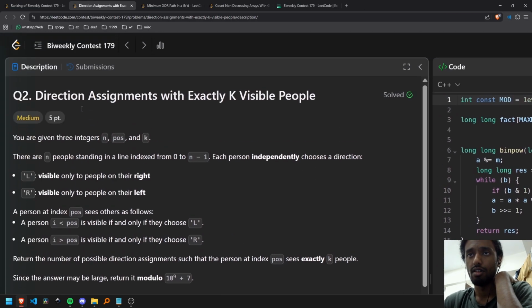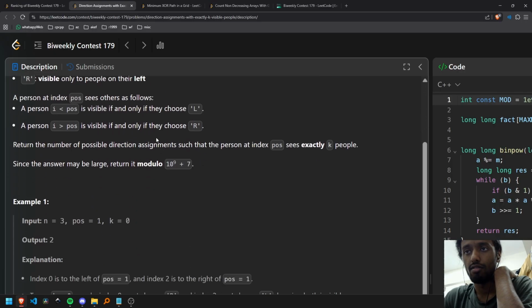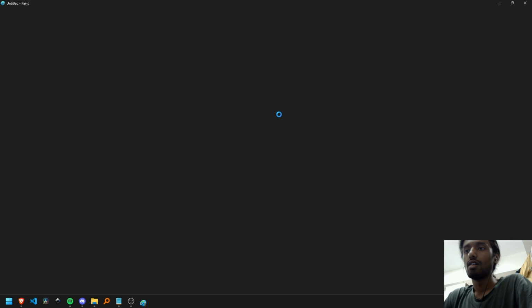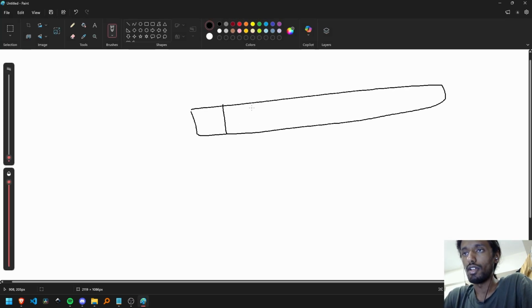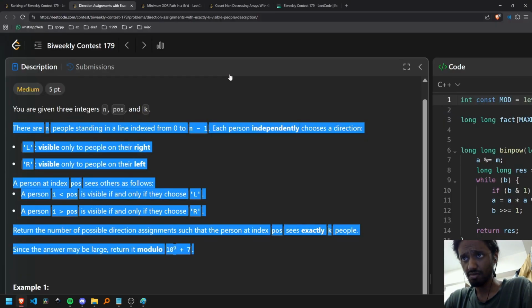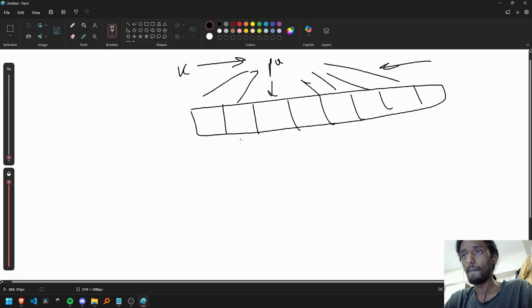Q2 was decent for a Q2, I'd say. Basically, we are given n positions, an index pos, and k. If I had to simplify the problem statement, we had to assign the directions of people such that exactly k people are looking at pos. If somebody is on the right side, they should be facing this way, and if they're on the left side, they should be facing this way. And obviously the answer can be very large, so we return it modulo 10^9 + 7.